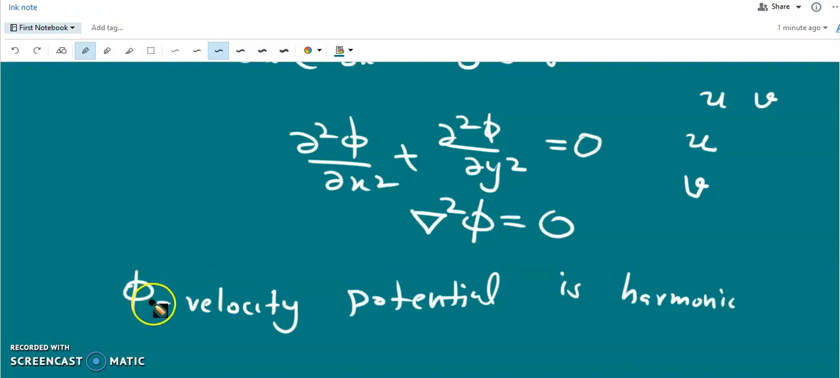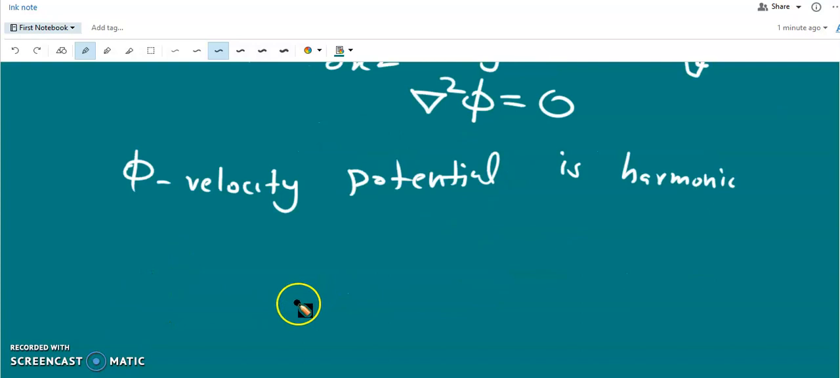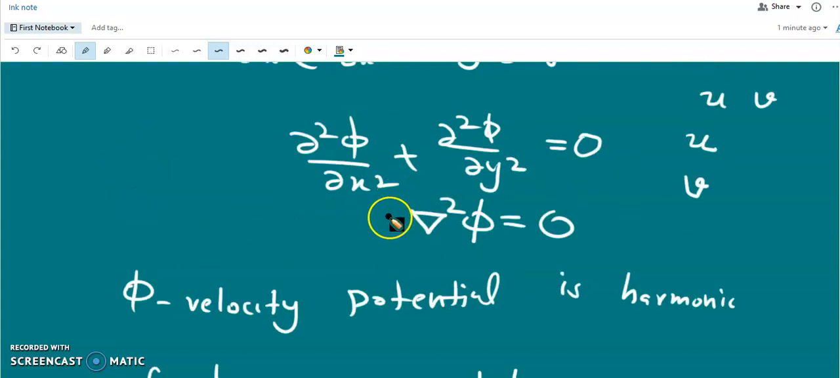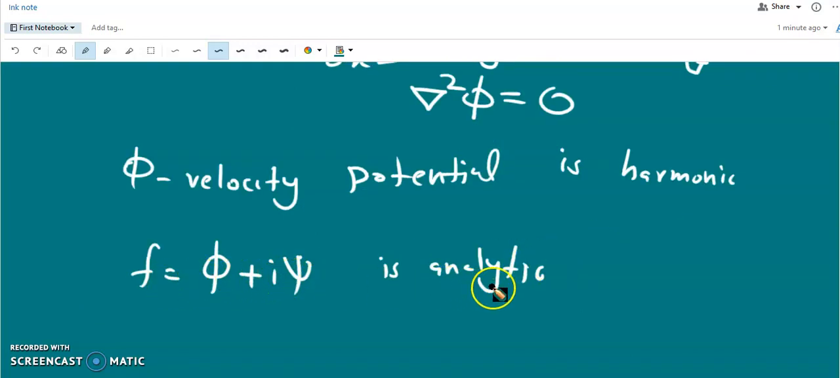So it follows that there must exist a conjugate harmonic function psi such that phi plus i psi is analytic. F is equal to phi plus i psi is analytic. The argument is that phi is harmonic. If phi is harmonic, it can be the real part of an analytic function, and corresponding to phi there is some imaginary part such that phi plus i psi is analytic.